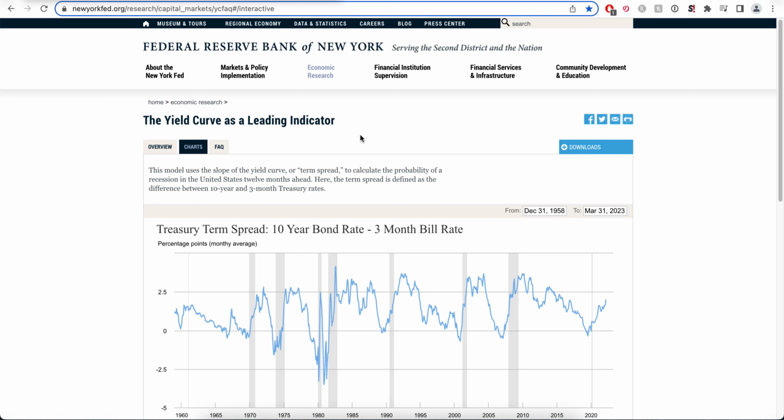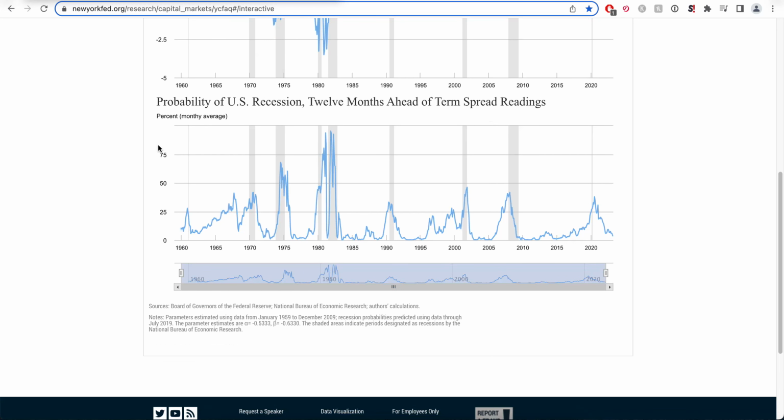Next up, the yield curve as a leading indicator. And we talked about the yield curve, it was the first thing that I mentioned, but it's interesting to know, if you didn't know about this, that the Federal Reserve Bank of New York actually creates a chart here about the probability of a US recession in the upcoming 12 months. So when you are looking at the single point, it's about the next 12 months really.